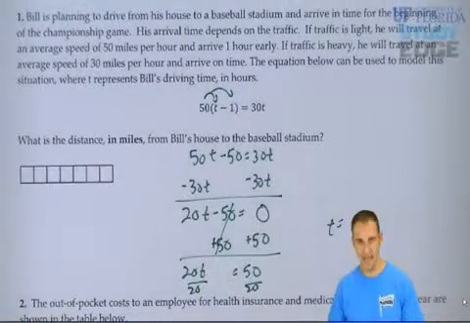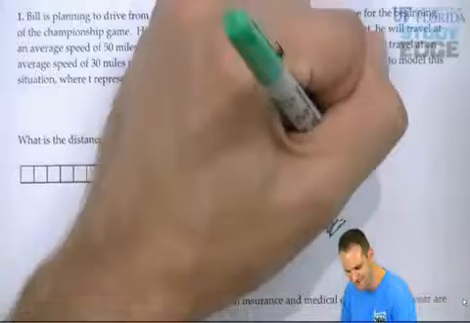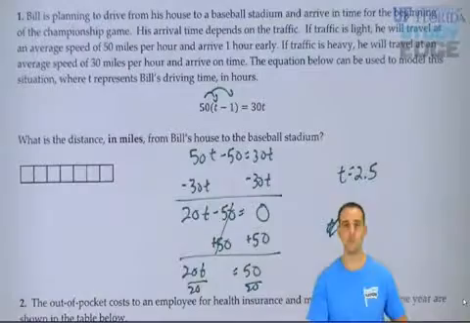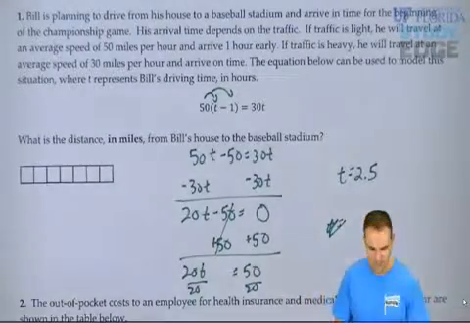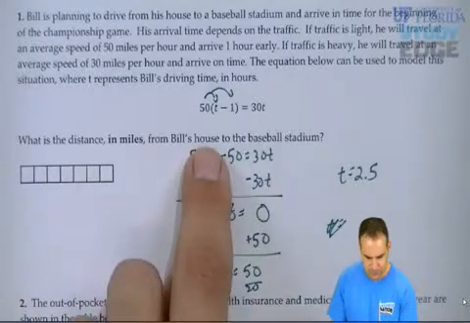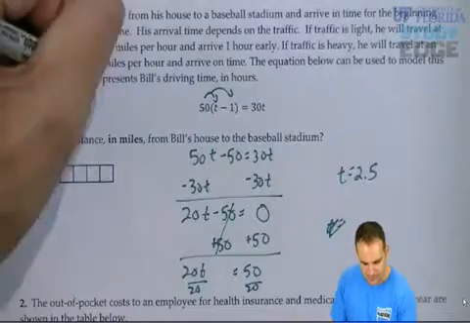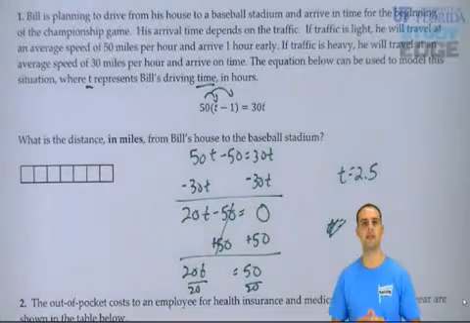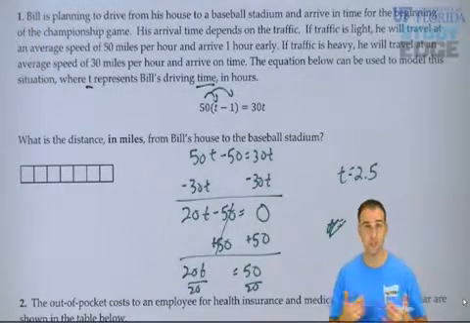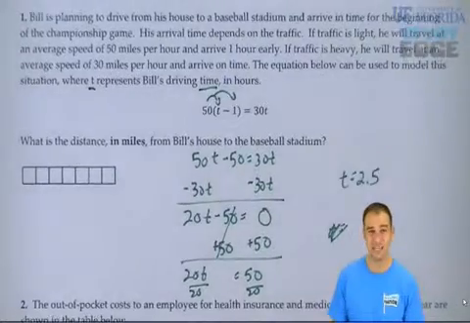So I've got my head in the way. So let's do it right above 2.5, where 5 halves are 2.5. What is the distance in miles from Bill's house to the baseball stadium? So let's see, what does T represent? T represents time, everybody. T represents time. So let's go through this question now. We have to read it.